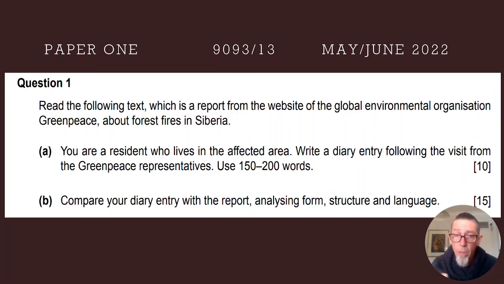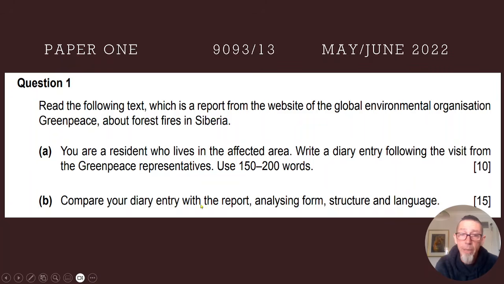Okay, your job is basically, you are a resident, so remember that's important. You're writing a diary, know your key conventions, okay? And you've got to write about 150 words. This question's only about 10 marks. Question 1B, this is our focus for today.